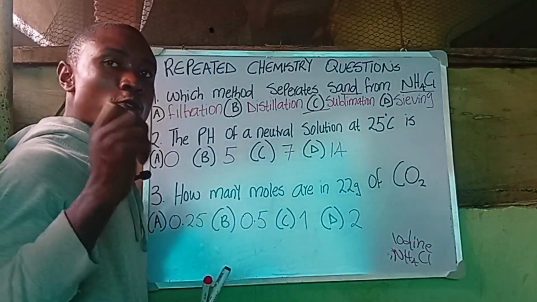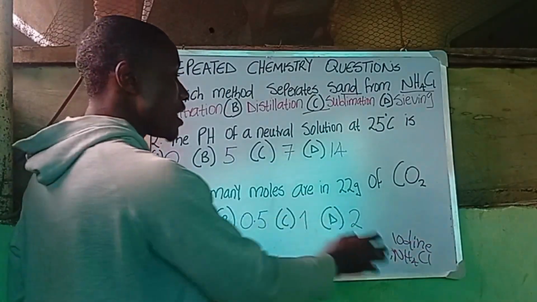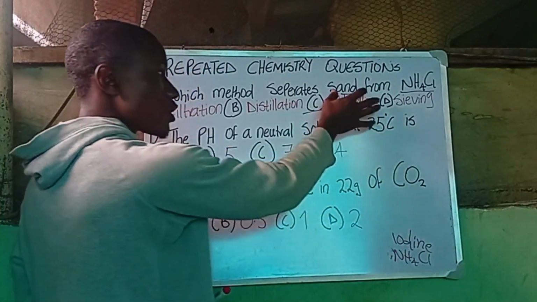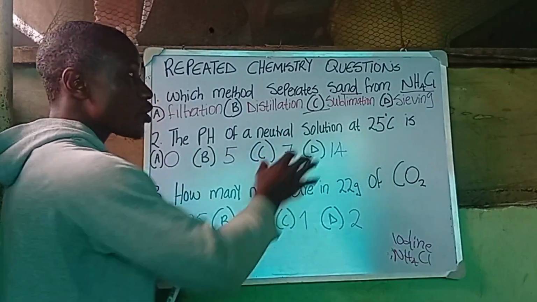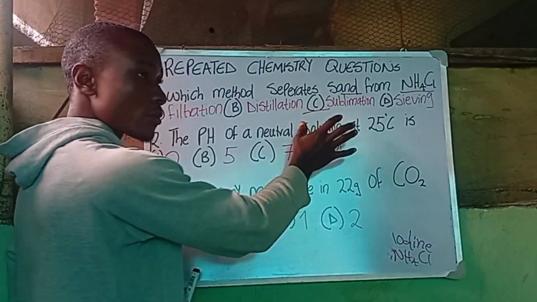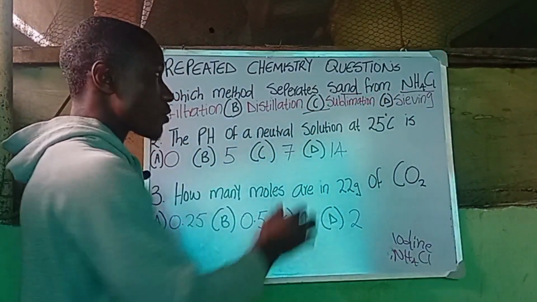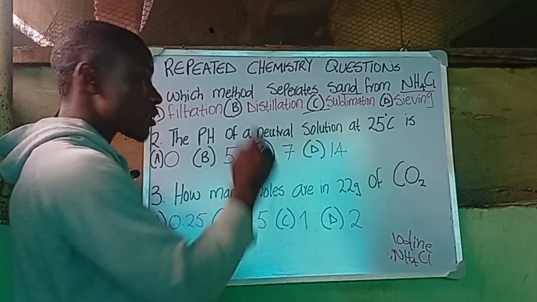So whenever you want to answer a question and you see ammonium chloride and you are seeing sublimation, or you are seeing iodine and you are seeing sublimation, please don't waste your time. Just go and choose directly sublimation. So which method separates sand from ammonium chloride? The correct answer there is sublimation, which is option C.